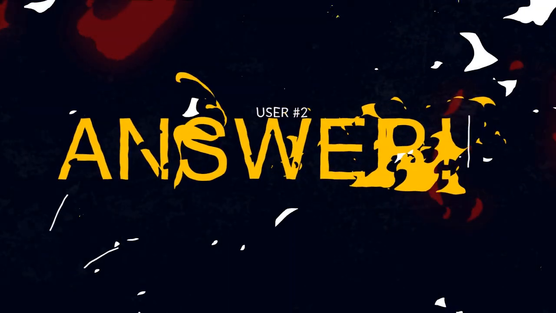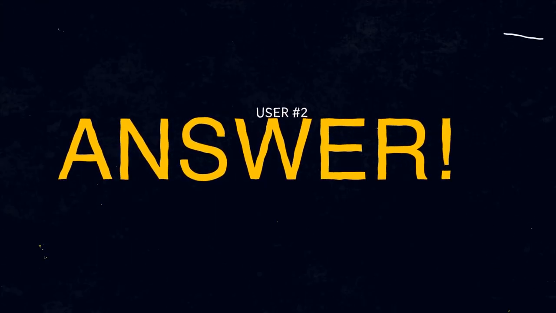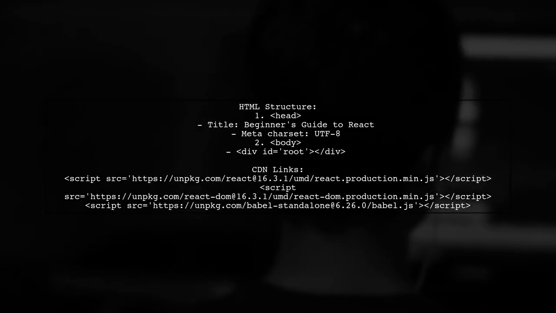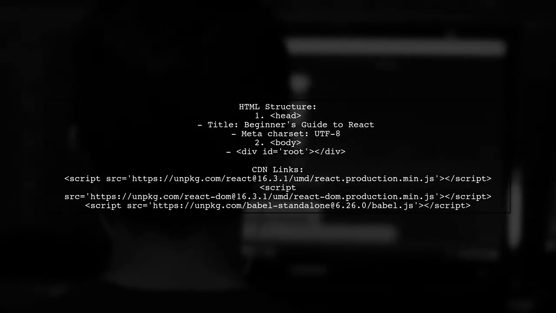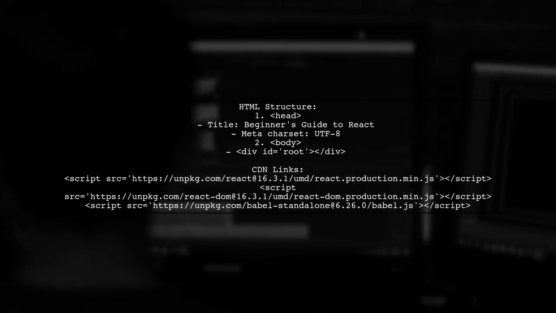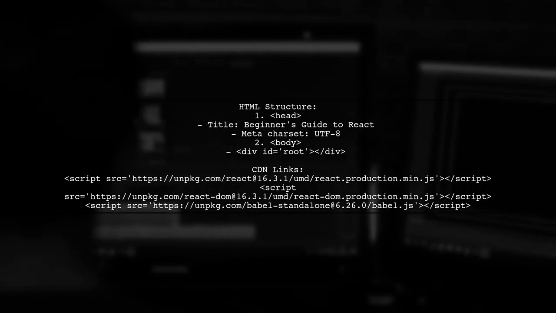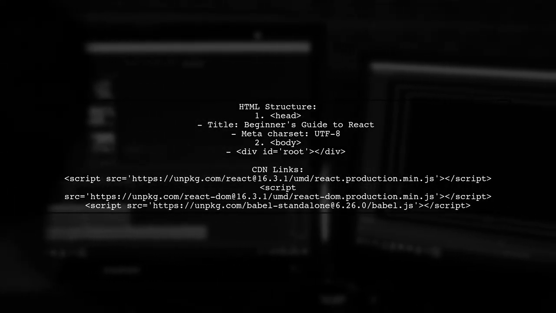Let's now look at another user-suggested answer. To load ES6, React, and Babel code in HTML using a CDN, start by setting up your HTML structure. Include the React and React DOM scripts from a CDN, followed by Babel for JSX support.